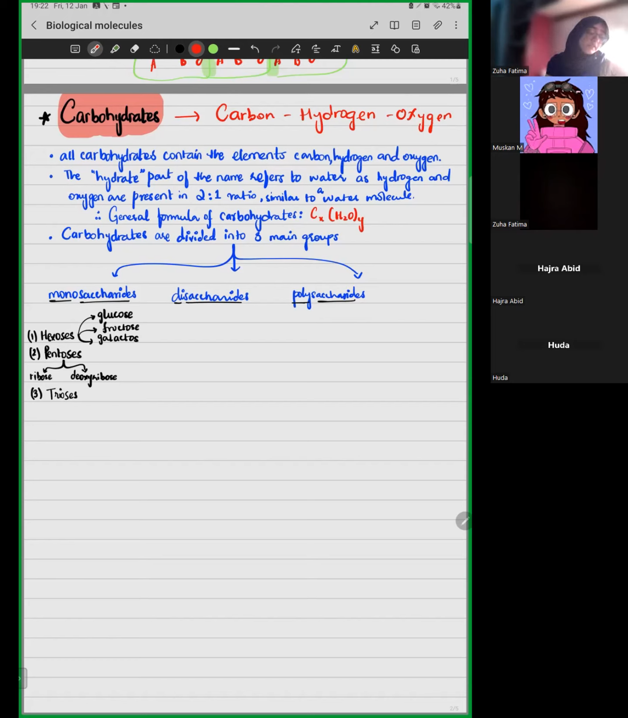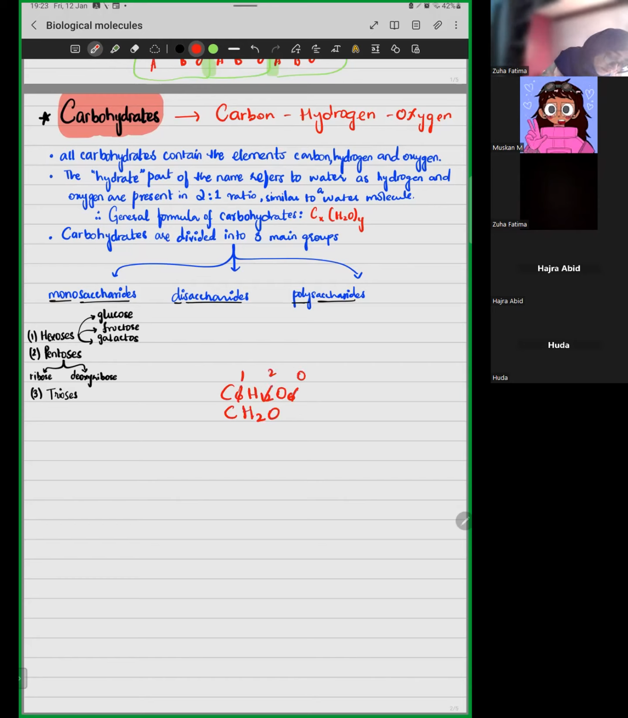Now, why are they named carbohydrates? When we look at the general formula of any carbohydrate, we realize that the atoms of hydrogen and the atoms of oxygen are present in a 2:1 ratio. By that I mean that for every two hydrogen atoms, there is one oxygen atom. Let's take a simple example, glucose, C6H12O6. If I write its empirical, simplified formula, it would be CH2O, right?